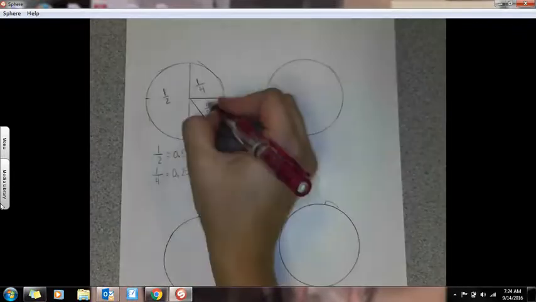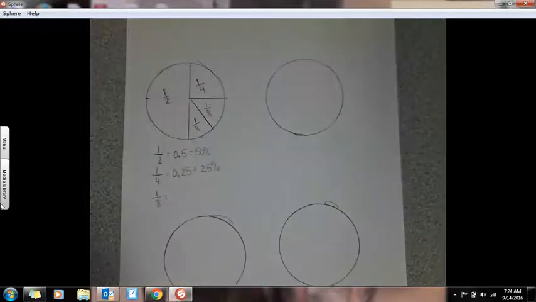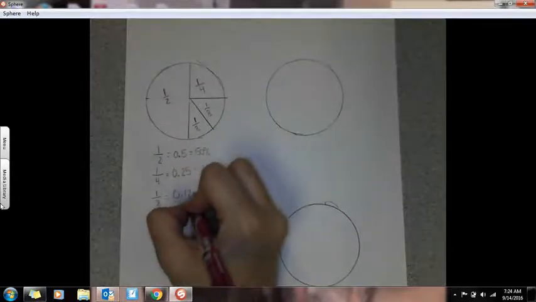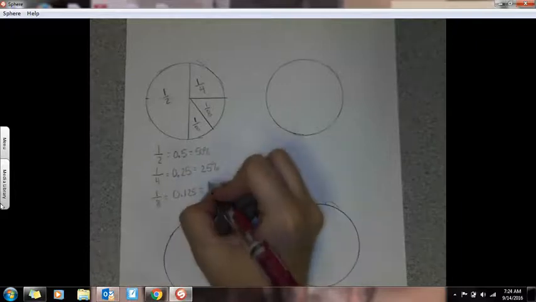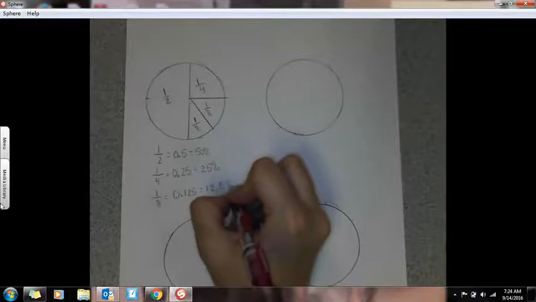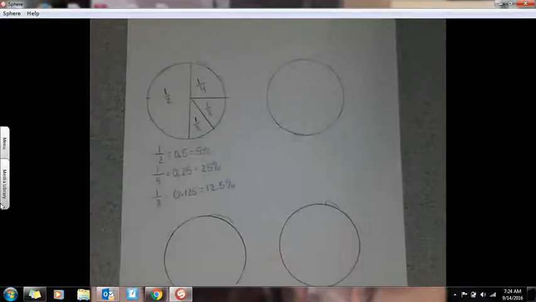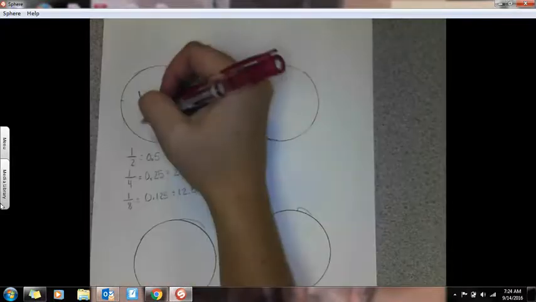And then I have 1/8. 1/8 as a decimal is 0.125. And when you multiply by 100, you get 12.5%. I'm going to go ahead and keep that decimal there, though. Not going to round it. So that's what we have when we cut it into halves, fourths, and eighths.